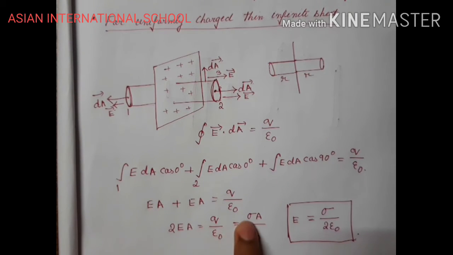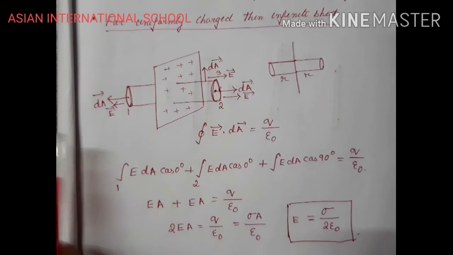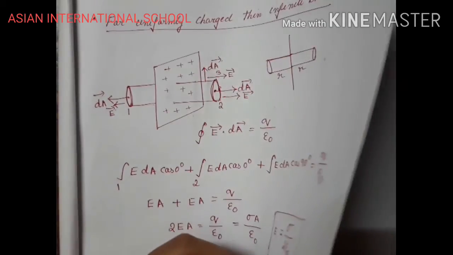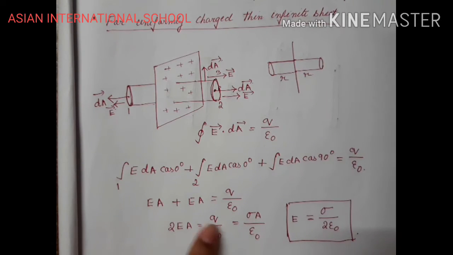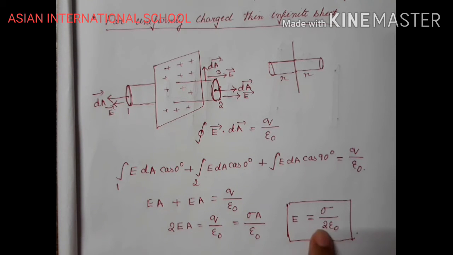Okay, and this Q equals sigma A. This area is what? Suppose I cut out a circular portion from this sheet, where I am getting the electric field. This particular circular portion has area A. So the charge Q is sigma A, divided by epsilon naught. So E equals sigma by 2 epsilon naught. Hope it's clear to you.